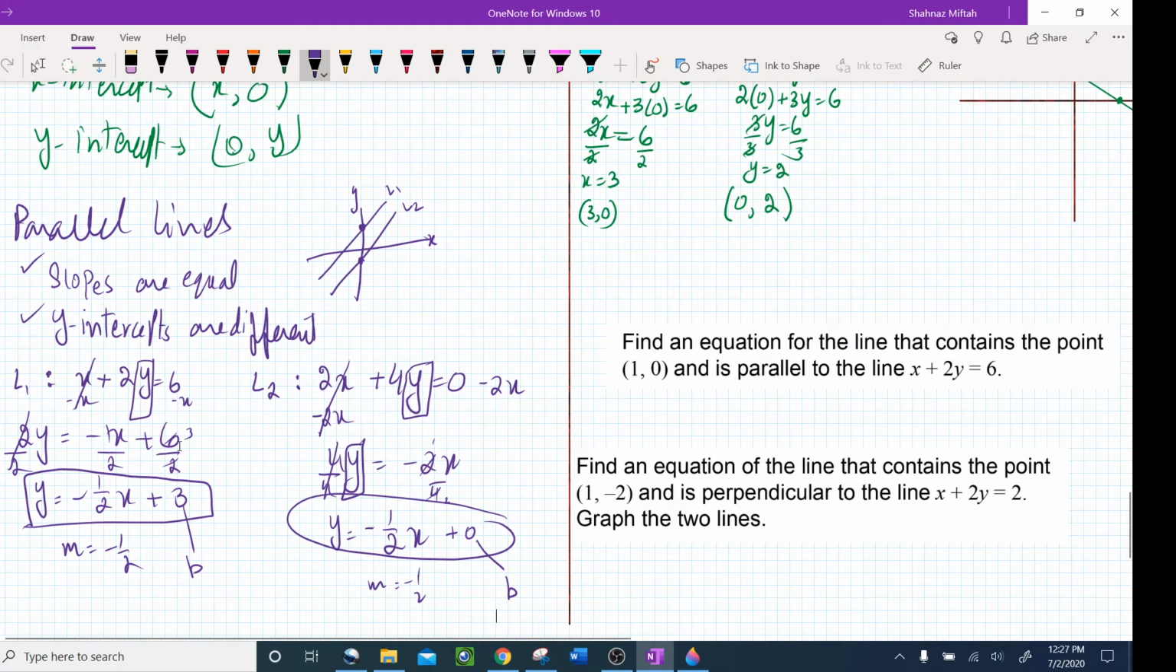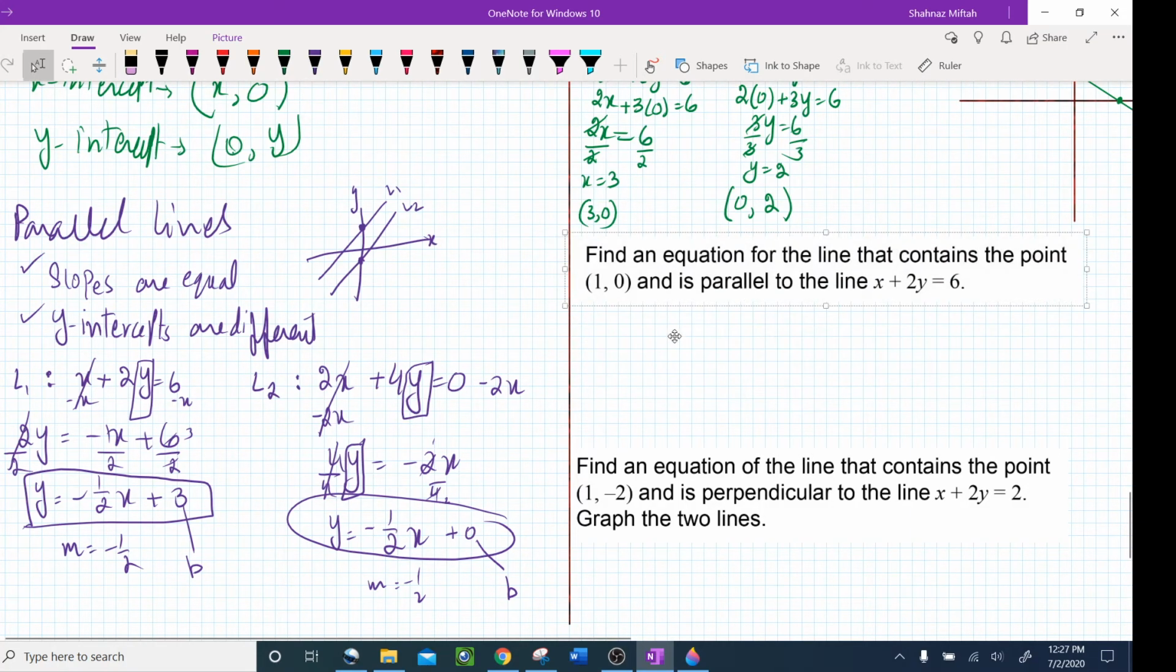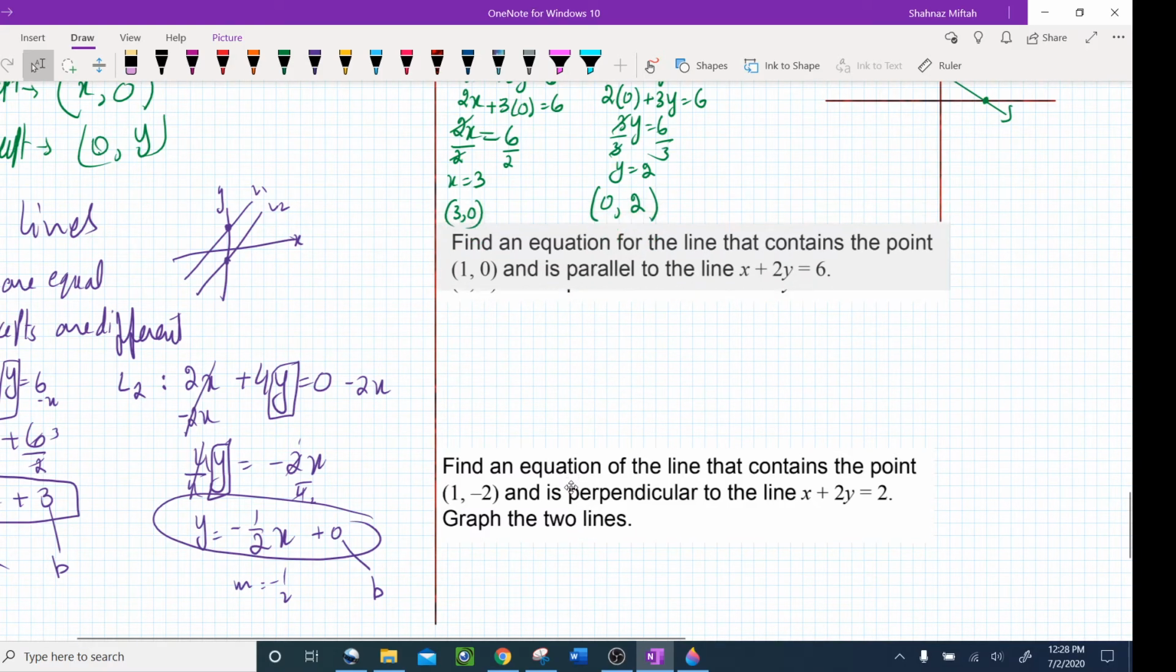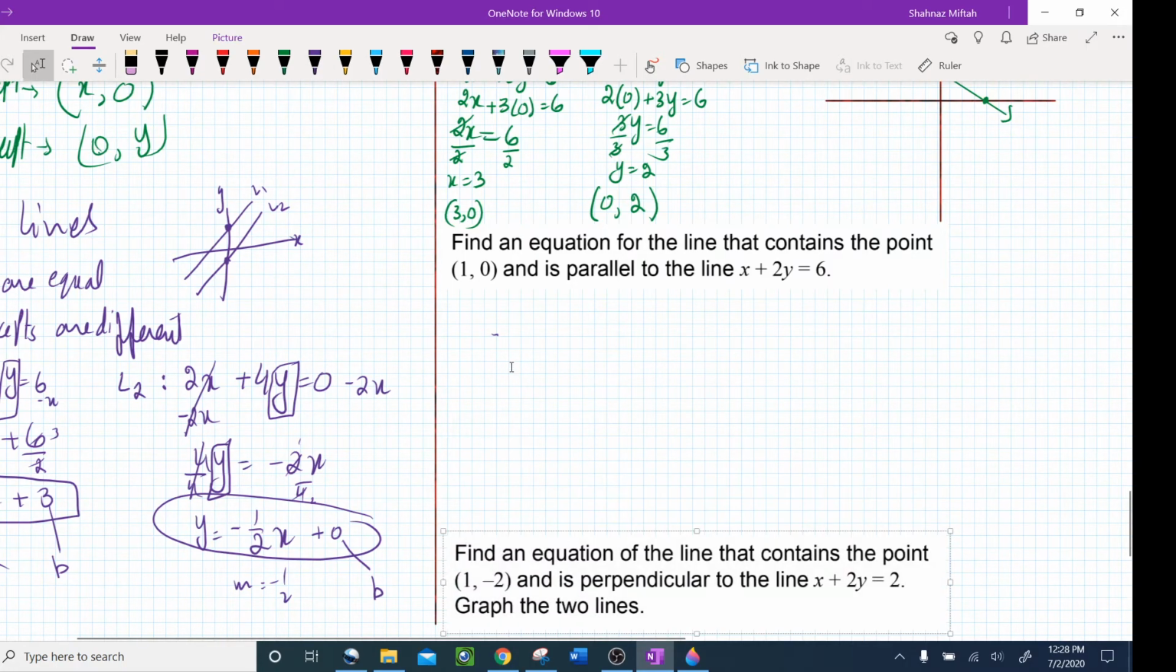Okay, so let's try this example. That's a word problem. Now find an equation of the line that contains the point (1, 0) and is parallel to the line x plus 2y equals 6. Again, the word equation. Remember guys, if I say the word equation, it means you can work with either y minus y1 equals m times x minus x1, or y equals mx plus b. Either one, it's your choice.